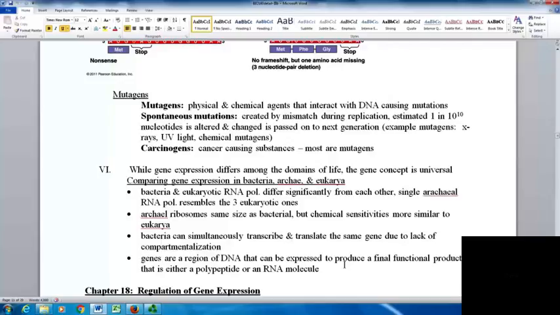While gene expression differs among the domains of life, the gene concept itself is universal. Bacteria and eukaryotic RNA polymerases differ significantly from each other. In archaea, there's only a single RNA polymerase, and it resembles the three eukaryotic ones. Archaeal ribosomes are the same size as the bacterial ones, but they have chemical sensitivities that are more similar to the eukarya. Bacteria can simultaneously transcribe and translate the same gene because they lack the compartmentalization. And the genes are the region of the DNA that can be expressed, and they will produce your final functional product that's either a polypeptide or an RNA molecule.